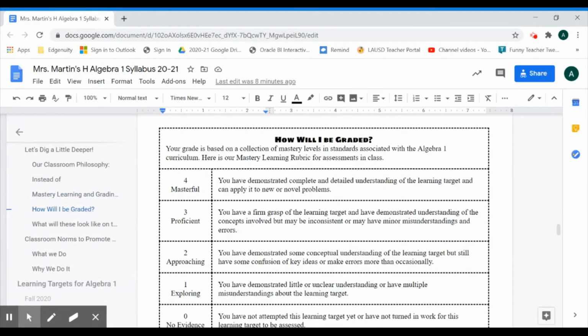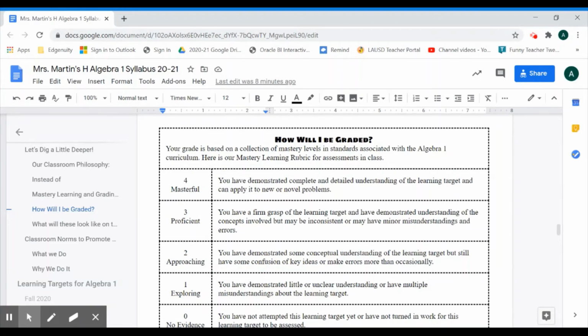Let's talk about those numbers now when we're referring to assessments. If you get a 4, it means you've demonstrated complete and detailed understanding of the learning target. You know how to do it, and if you get a new problem, you would know how to face that new problem as well. A 3 is proficient. You pretty much know what's going on, but you might have a few misunderstandings or make a few errors along the way.